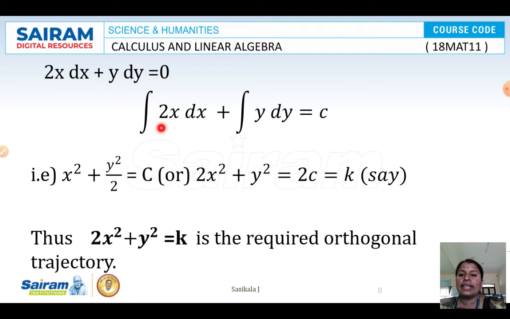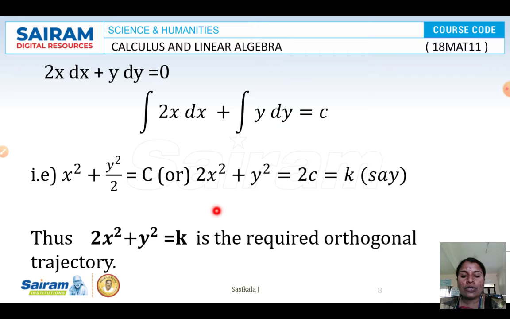What is that? Integration of 2x dx plus integration of y dy equal to integration of the right side, it will come as a constant since it is 0. What is that? 2x squared by 2. So 2 will get cancelled, I get only x squared, plus here y squared by 2 is equal to c, or 2x square plus y square is equal to 2c, which you can consider as a constant k.